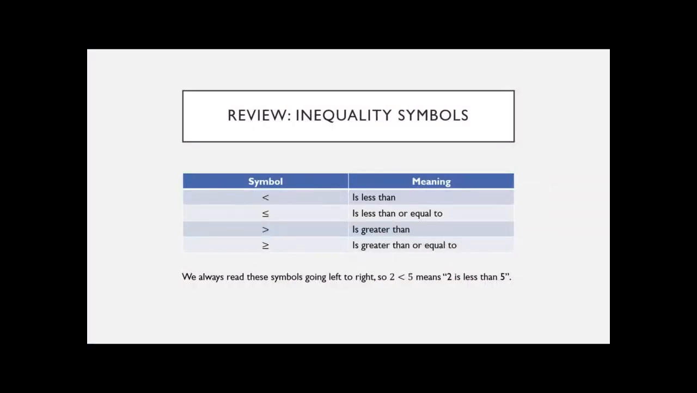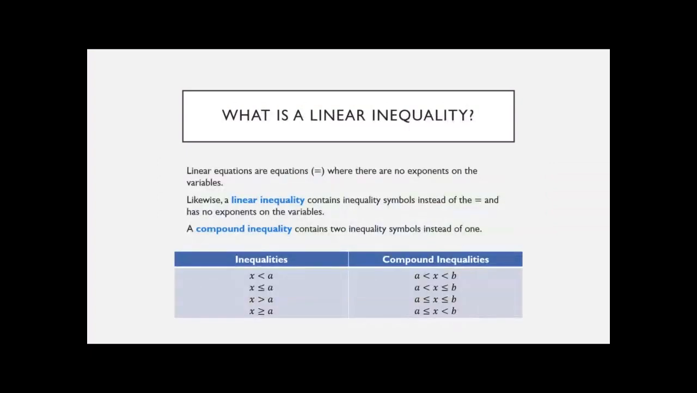So just a review of what our inequality symbols are. We've got the less than or equal to, the greater than, and the greater than or equal to. And we always read these going left to right. So everything we do with inequalities goes left to right. So you always want to have your x on the left side. So if you have 2, the less than symbol, then 5, that means 2 is less than 5. So always left to right. So those are the inequality symbols.